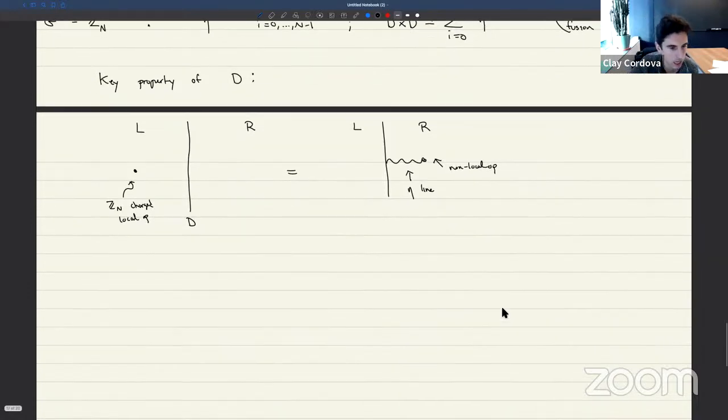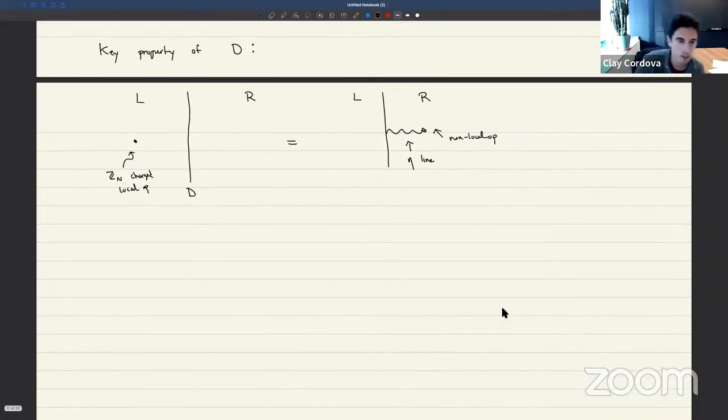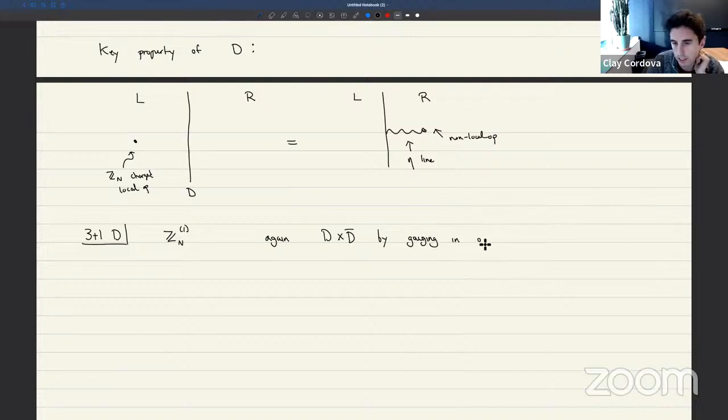Okay, so that's all I wanted to say about 1 plus 1D. The situation in 3 plus 1D is quite analogous. In this case, instead of a 0-form symmetry, we'll be interested in gauging a 1-form symmetry. And again, we will try to compute D times D bar by gauging in a slab with Dirichlet boundary conditions. Now the slab is just generally of the form M times I, where this M is some 3 manifold.